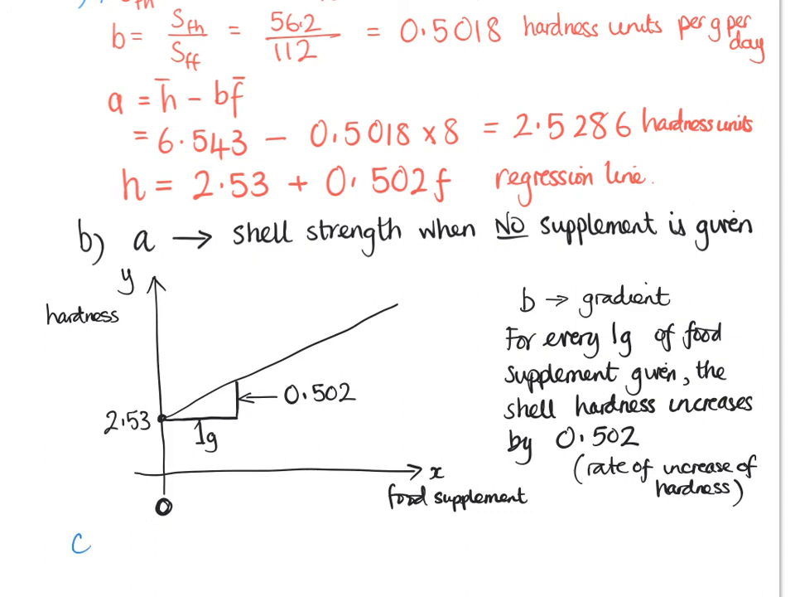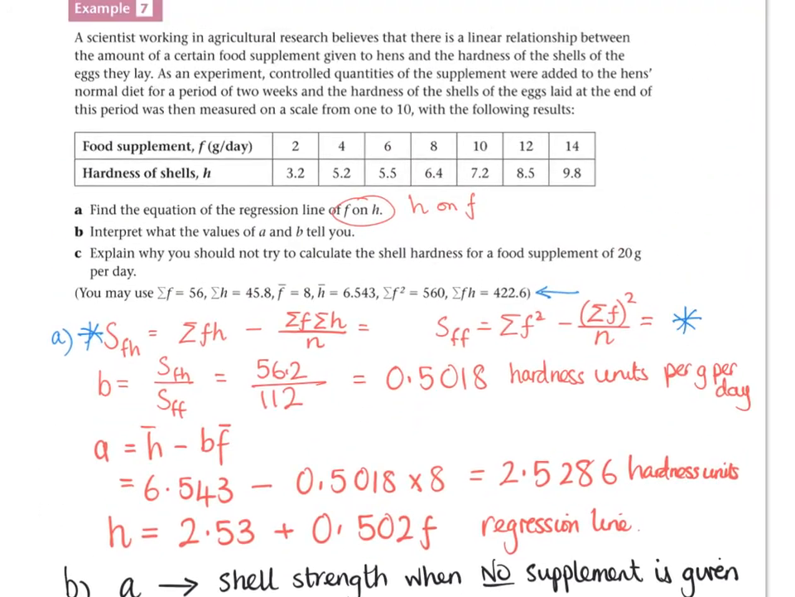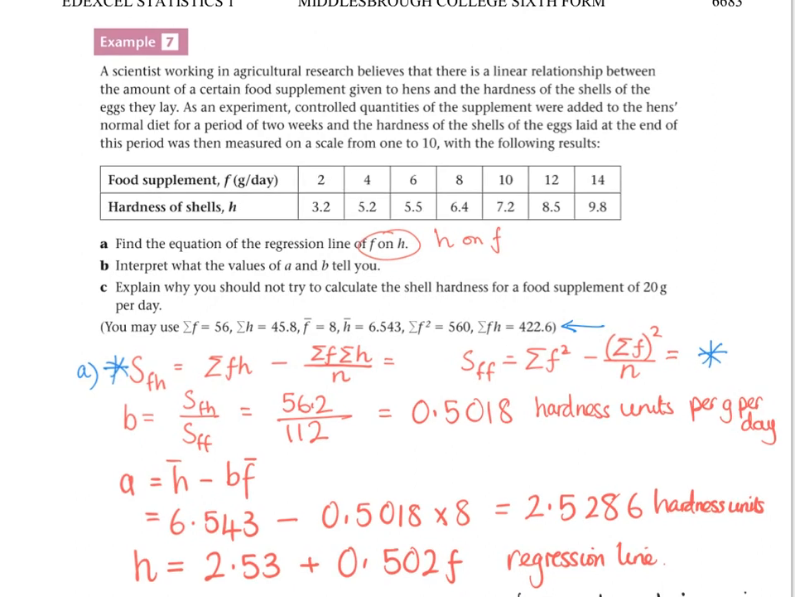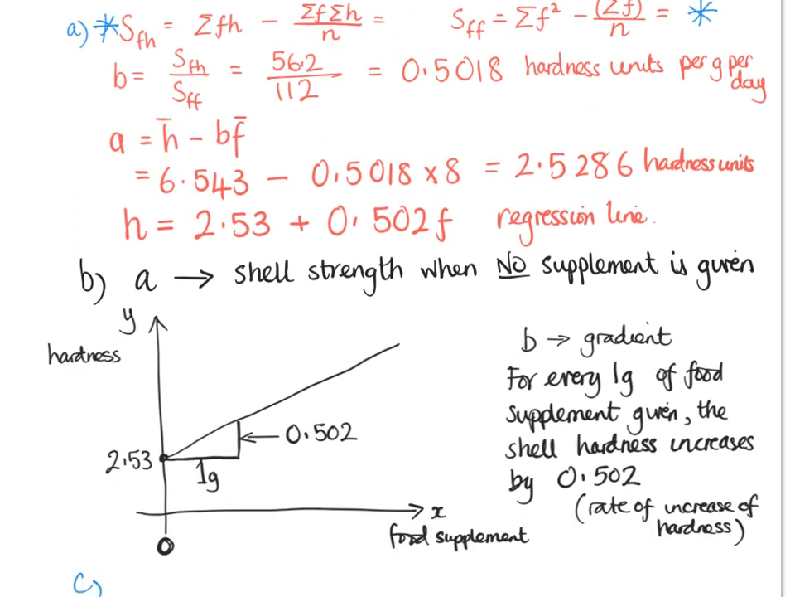Let's look at part C then. Explain why you should not try to calculate the shell hardness for a food supplement of 20 grams per day. So if we look back at our table, 20 grams actually lies beyond our data. And remember, this is extrapolation. And we said extrapolation is not reliable. So we have to explain that.